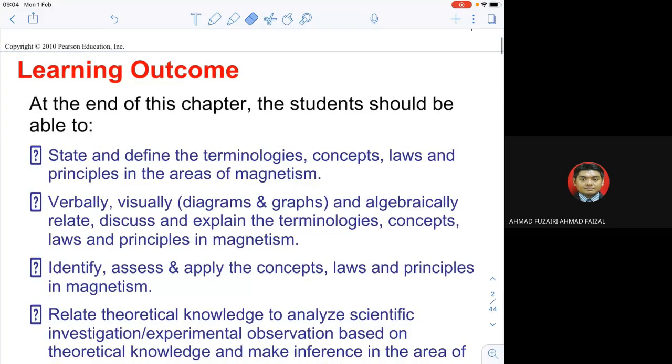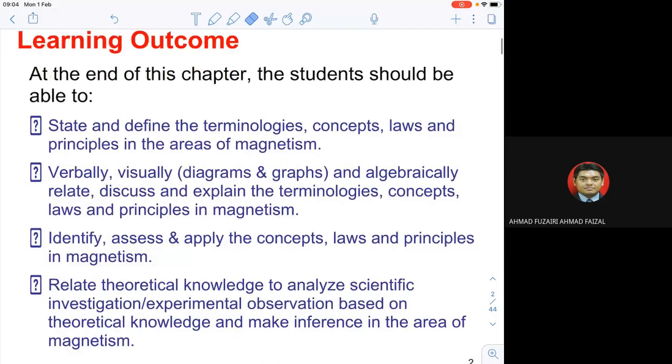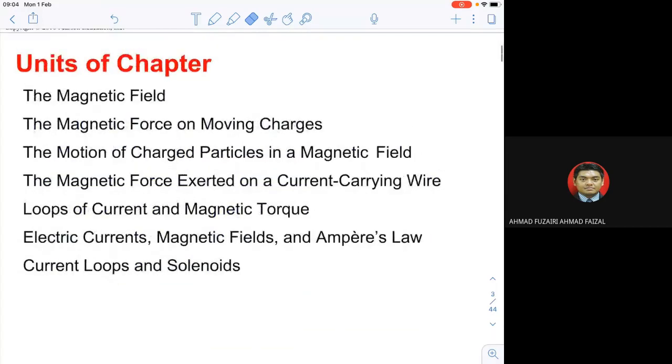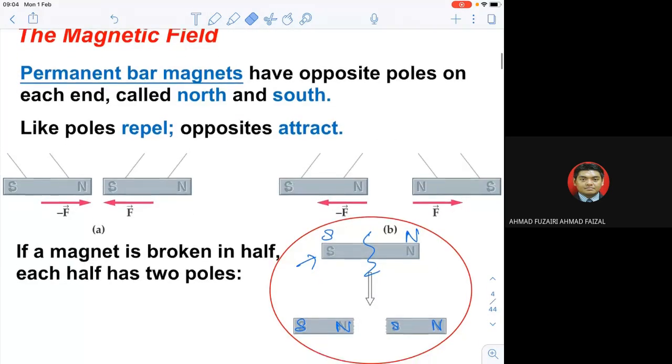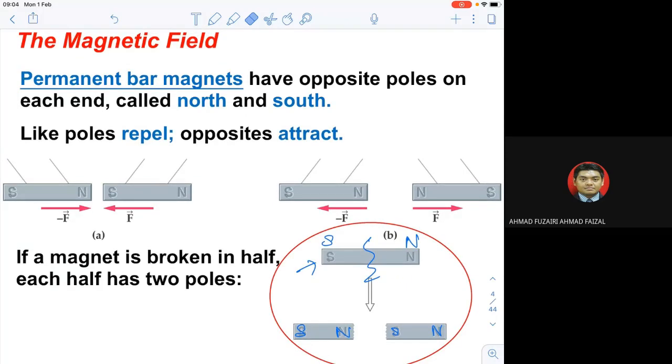So these are the learning outcomes of the topic, and these are the units of the chapter on magnetism. Of course, we start at the magnetic field. So what is the magnetic field? It's based on field. In Malay we call it medan, medan magnet. The magnetic field is there when you have a permanent bar magnet.